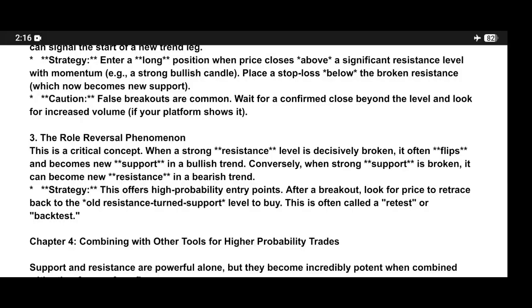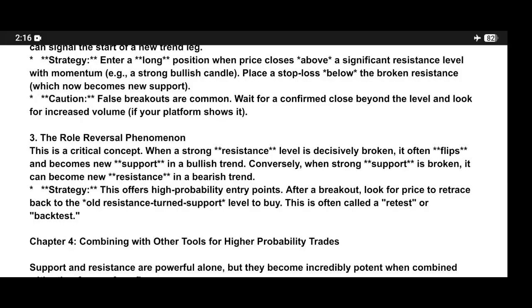Then what are the strategies? This offers a high probability entry point after a breakout. Look for price to retrace back to the old resistance turned support level to buy. This is often called a retest or a backtest.